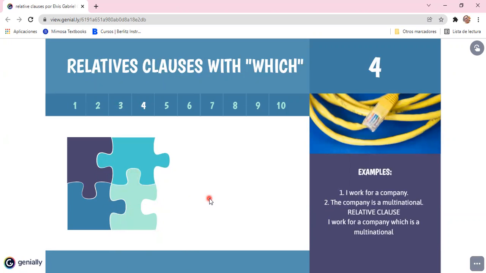We can also use the relative pronoun which, which is going to connect information about objects, places, or other things that are not people. For example, in the sentence one, I work for a company and the company is a multinational. When we use the relative clause which, we end up with a complete sentence using I work for a company which is a multinational.